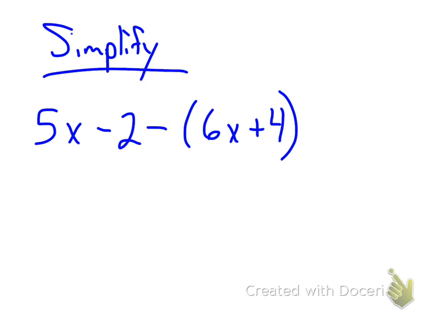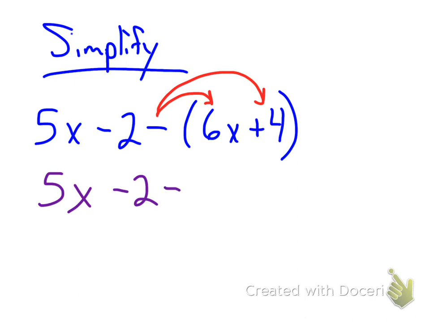So that means that I have a negative and 6 x's and I have a negative 4. Essentially we're doing the distributive property with the negative 1 to both the items inside of the set of parentheses. So my next step in this problem would be 5x minus 2 minus 6x when I distribute here, and minus 4 when I distribute here.